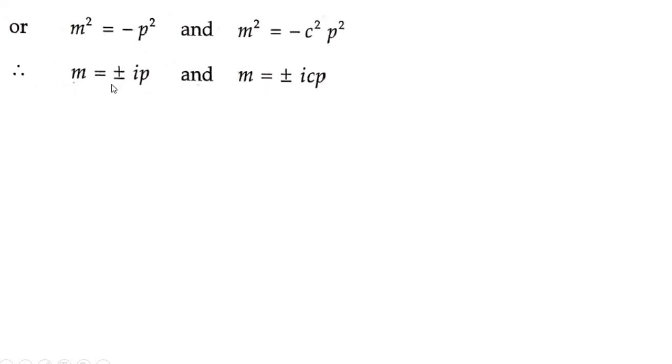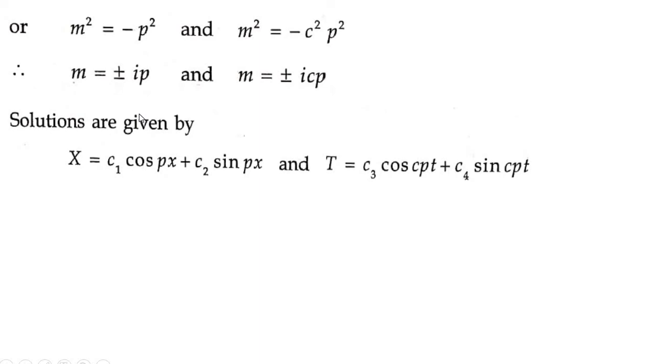So these are one pair of complex roots each. What is alpha here? Alpha is 0 in both terms, whereas beta is p for the first term, and beta is equal to cp for the second term. Therefore, this is the solution for X. Here I have written C1, C2. Please change it to C1 double dash, cos px. You are changing beta to p.